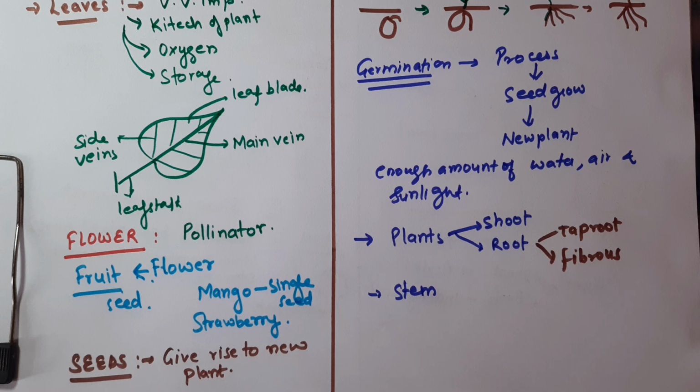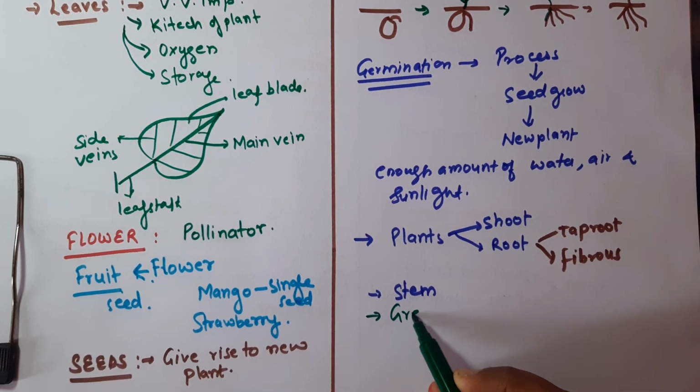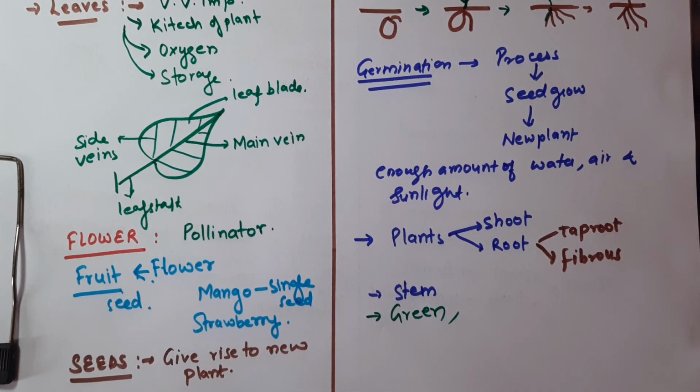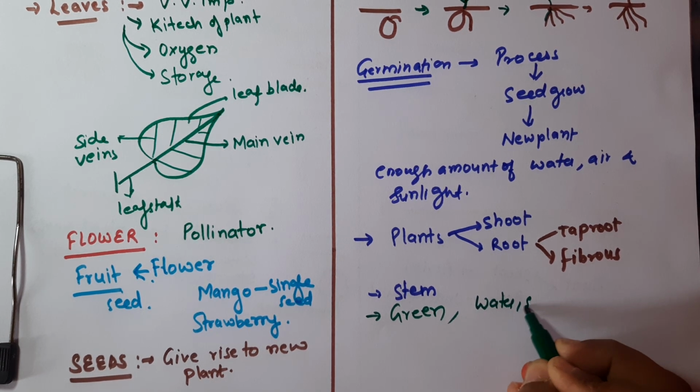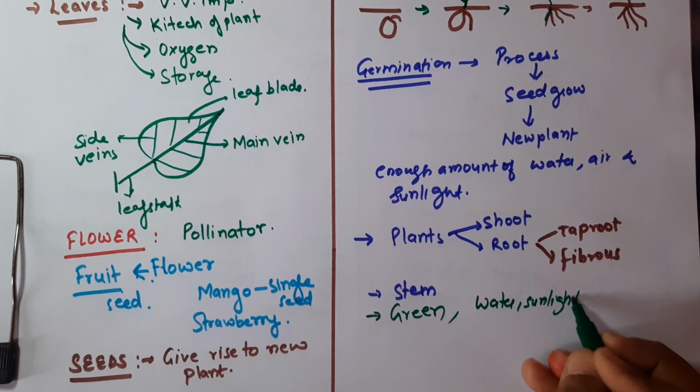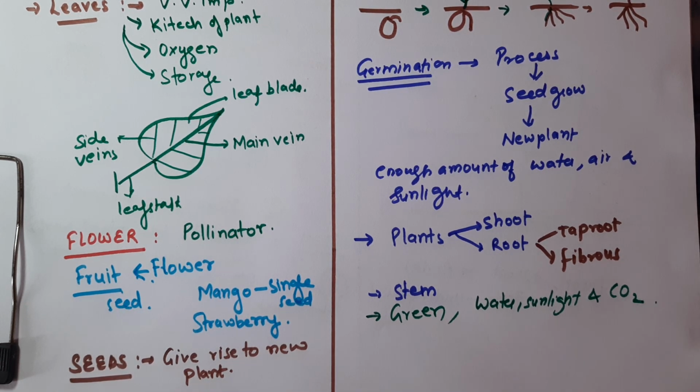Then comes the green leaf. We all know that leaves are known as the kitchen of the plant. They will prepare the food by the process of photosynthesis using water, sunlight, and carbon dioxide. We will write carbon dioxide as CO2. Then comes the flower. The flower will change later into the fruit. After the pollination of the flower, it will turn into fruit, and most fruits have seeds inside them, and this seed will grow into a new plant upon germination.